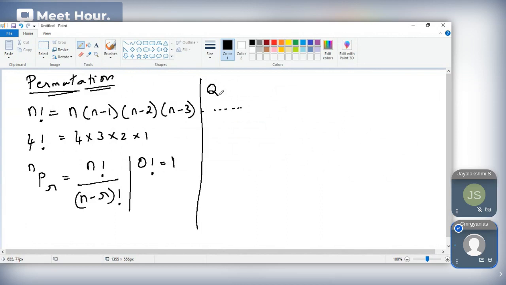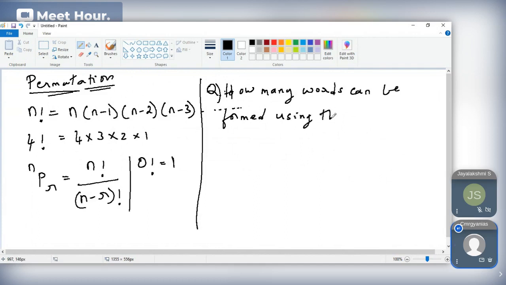Now let us start with a simple question. How many words can be formed using the letters in the word Bihar?